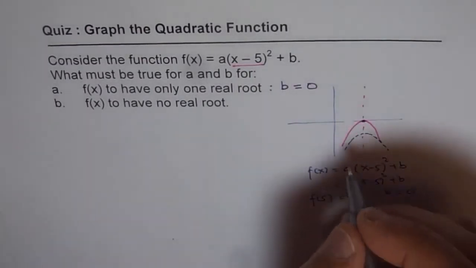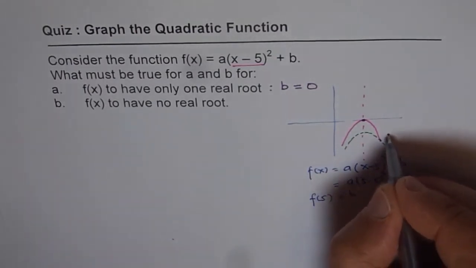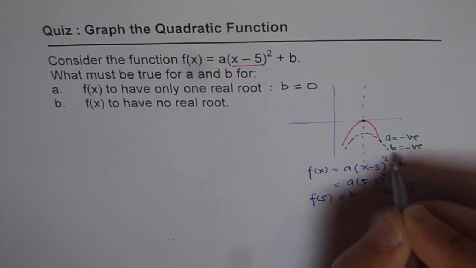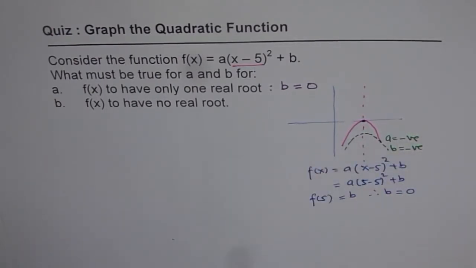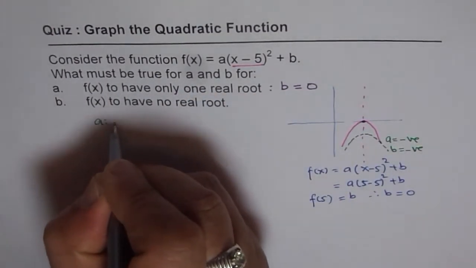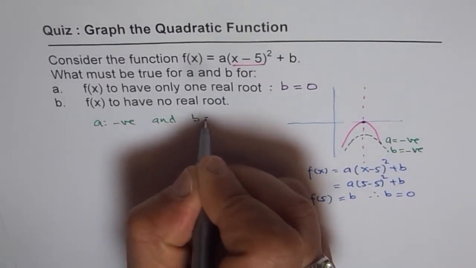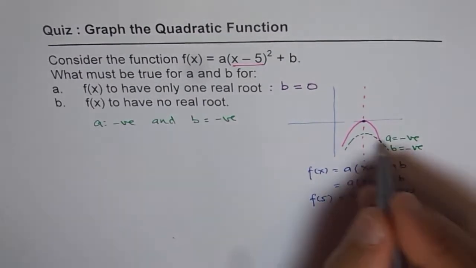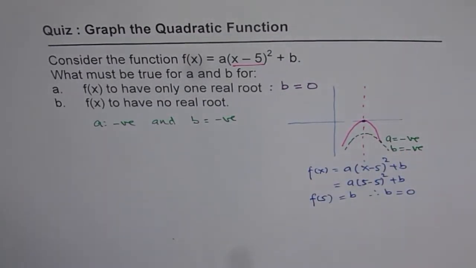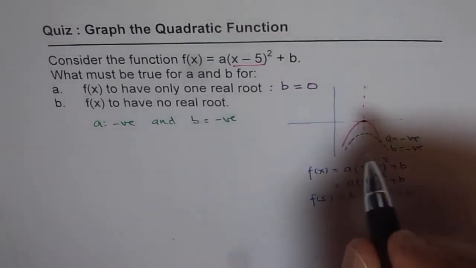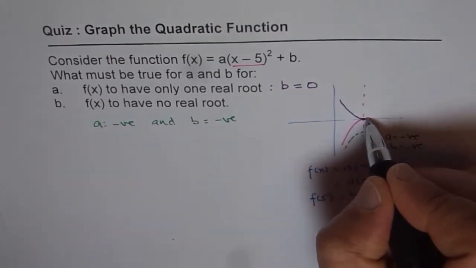So for the green graph, we have a negative and b also negative, correct? Then we have no real root. So we have one example where a is negative and b is also negative. Then we don't have any real root, right? So that is one case. But think about it. We could have got one real root like this also, at 5.